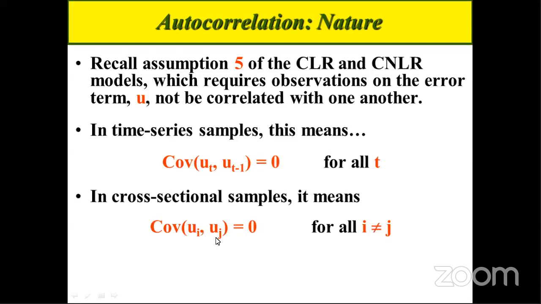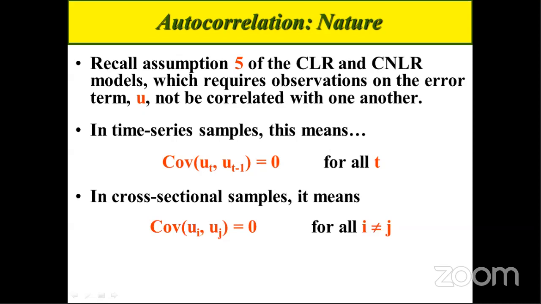I hope you already noted the notations which have been used to represent the different types of data in econometrics. The T subscript is used to denote the time series type of data, whereas I or J are used to represent the cross-sectional data. So here ui is one series of the error and uj is another series of the error. Now we are measuring the covariance or the correlation between these two. Again, the covariance between ui and uj is equal to 0.